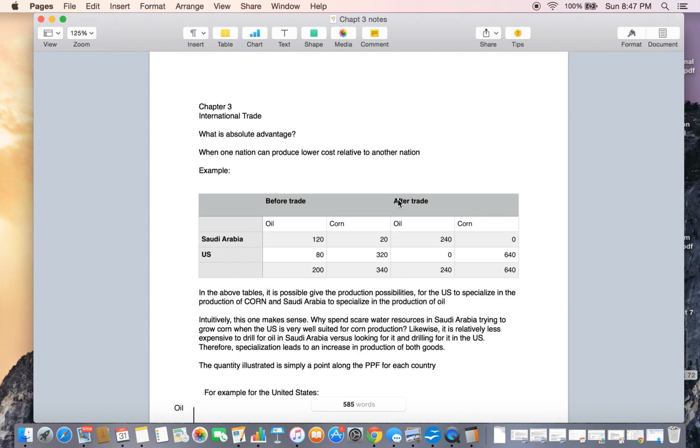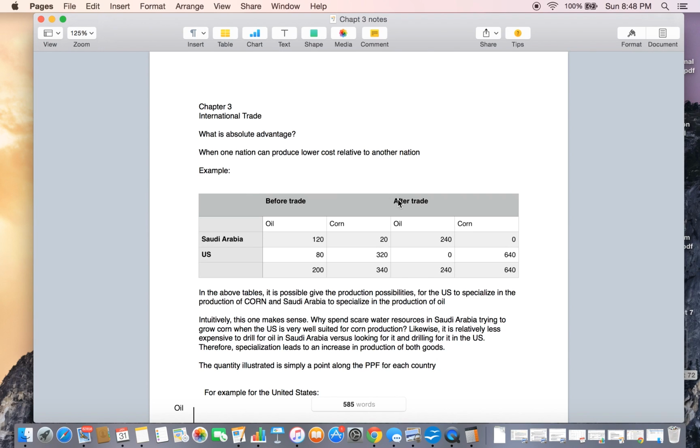And then we want to look at an idea, and this is all based off of their production possibilities frontier, as you see in the textbook, of how much they could produce if they just focus on the things in which they have an absolute advantage. So Saudi Arabia can produce 240 barrels of oil if they produce no corn, and the United States can produce 640 bushels of corn if they produce no oil. So the idea here being that more oil can be produced if Saudi Arabia just focuses on that which they have an absolute advantage in, the production of oil.